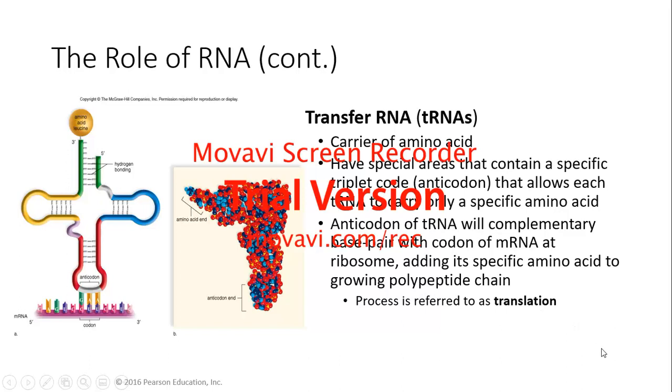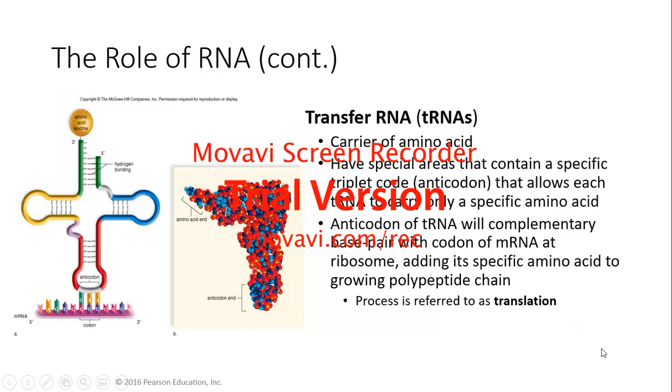Read in codons, which is three bases at a time, three nitrogen bases at a time, okay? And remember how we talked about the base pairing rules? G always base pairs with C, and A with the DNA always base pairs with T. However, with RNA, A is going to base pair with U, okay, with RNA. So you follow the same base pairing rules, except when you have an A, it's going to base pair with a U, okay? That's the only difference.